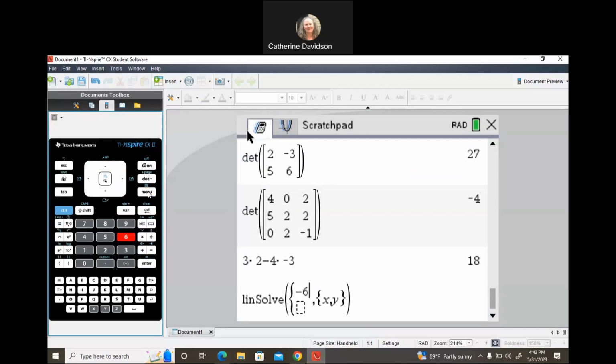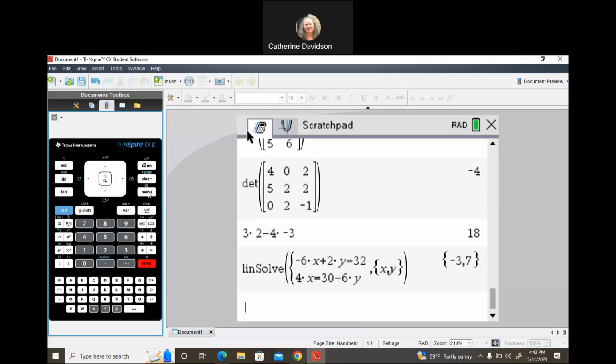You do have to put these in as equations. So I'm just pulling out the inequality sign and changing it to an equal sign. Okay. So the corner point is at -3, 7.